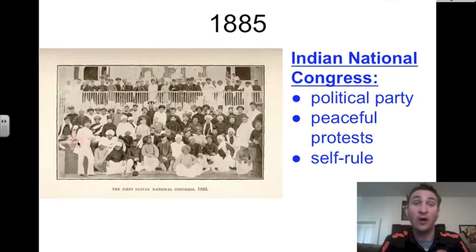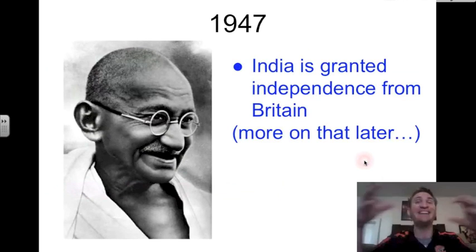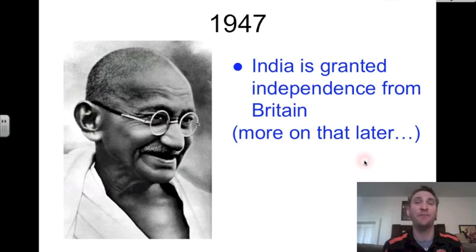They are a political party that wants to peacefully protest British rule, and their goal is self-rule, independence from Britain. In 1947, after many years of protest and hard-fought reform, India is granted independence from Britain. It takes a long time, and the man who helps make this independence happen is Gandhi. More on him later on in the year.